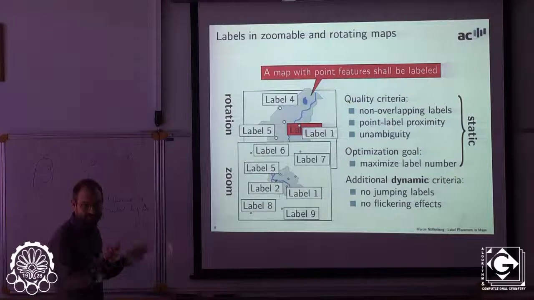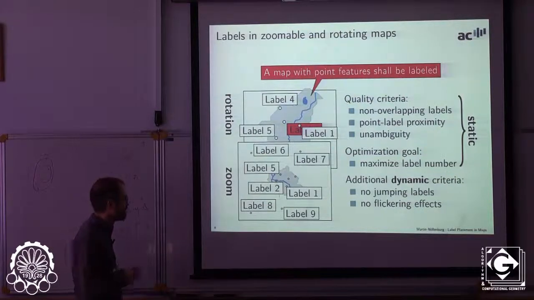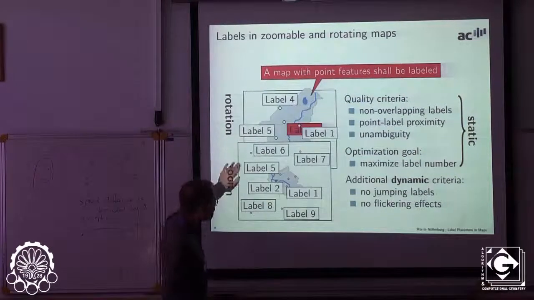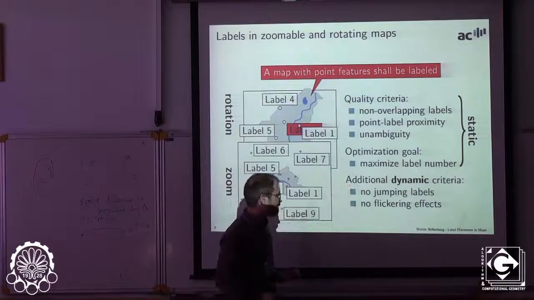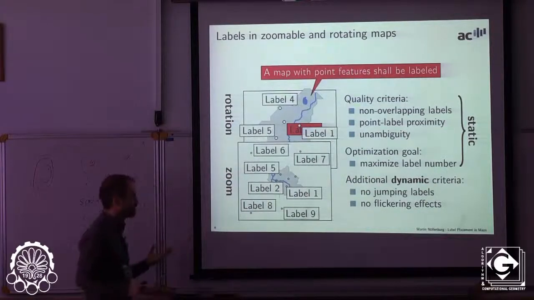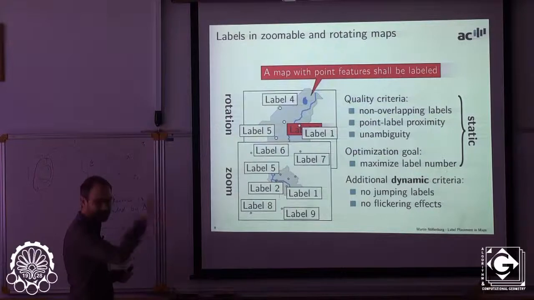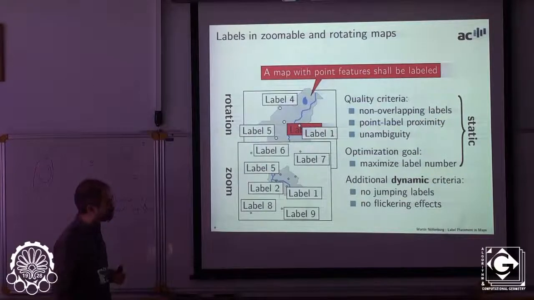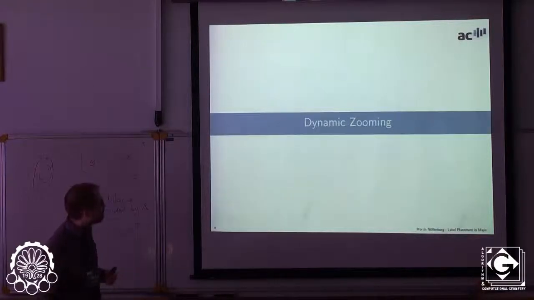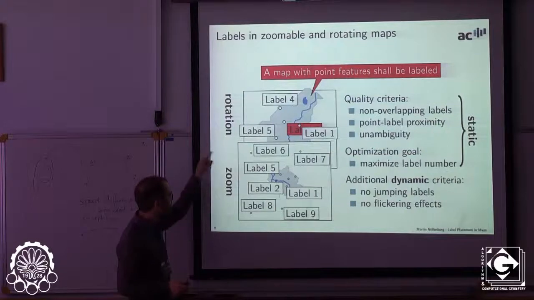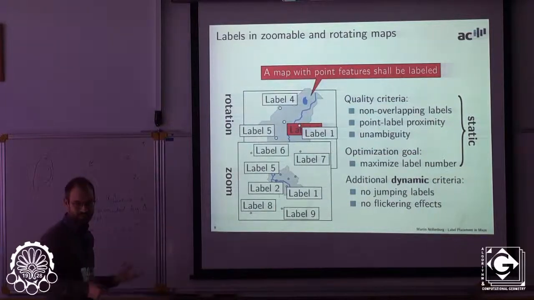We need to define when to show a label and when not to show a label. So when you do rotation and zoom, we have additional dynamic criteria: for example, we don't want the label to jump, and we don't want to show a label, not show a label, show a label, not show a label during a short period of movement. So that's the criteria, and we will look at exactly these two problems now: what happens if you have a map where you can zoom, and what happens if you have a map where you can rotate.